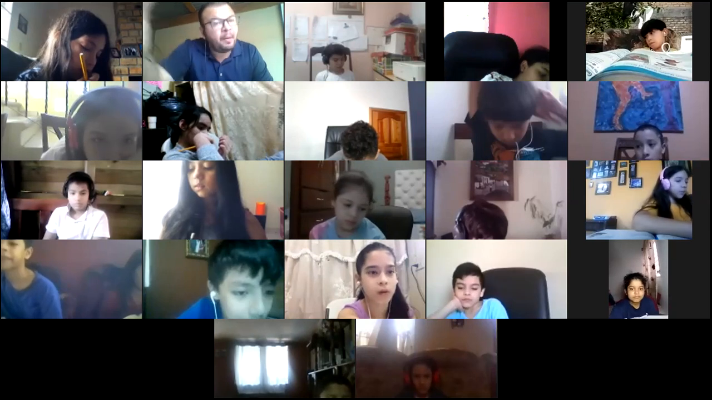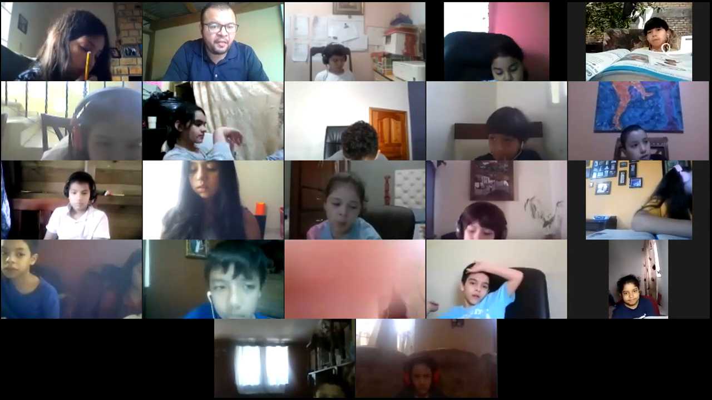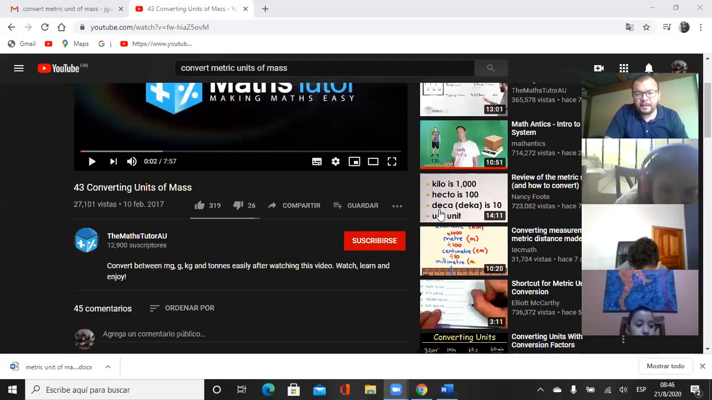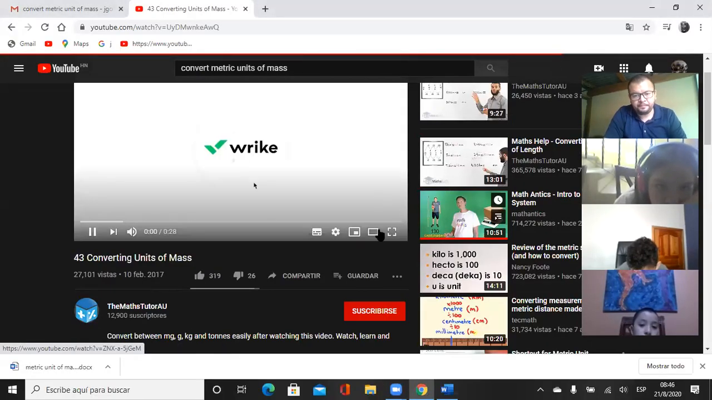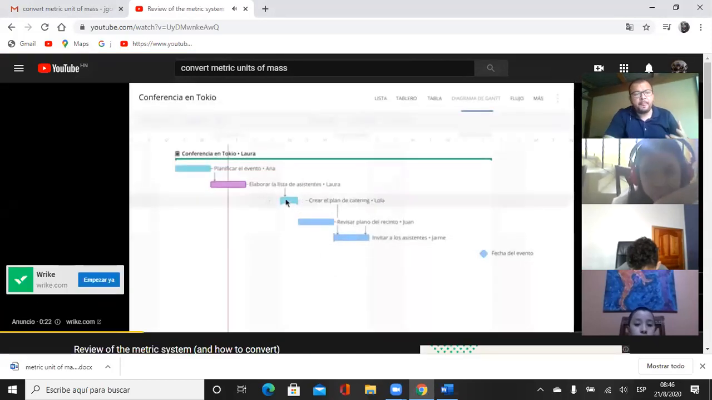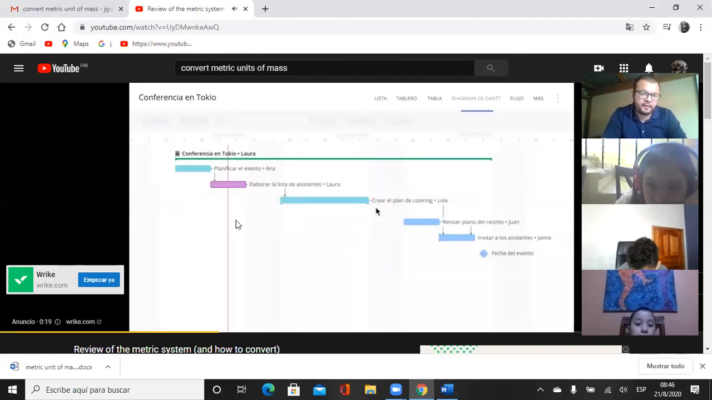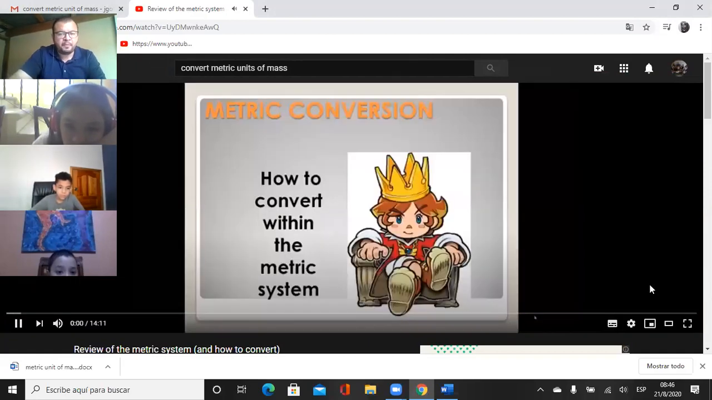So a whistle has a mass of about 0.005 kilograms. So let's make a review about all the units of mass and length that we already saw. We're going to remember all the ways to convert units of mass and units of length, right?